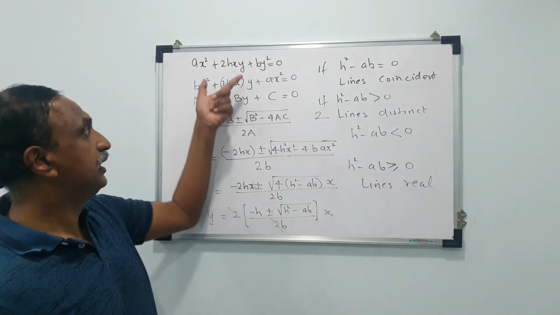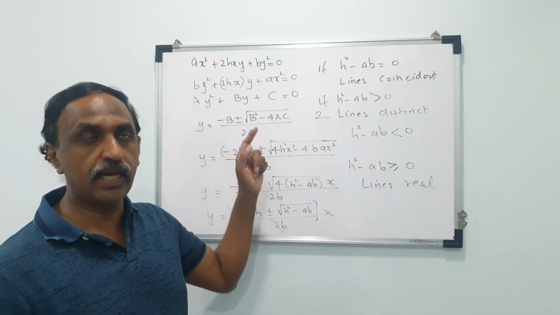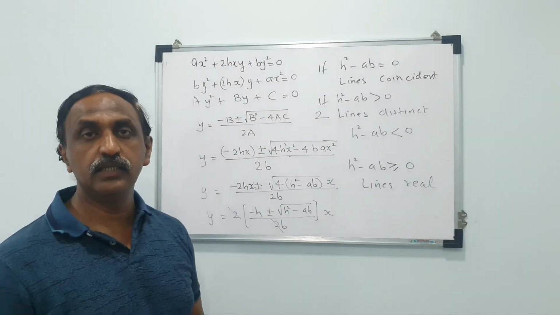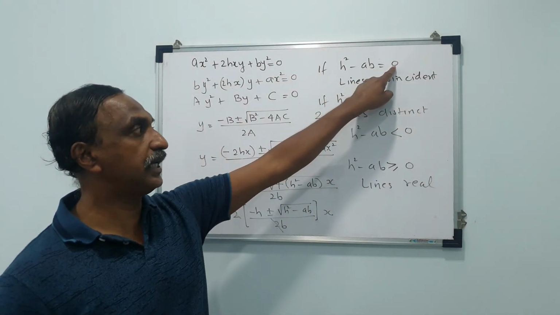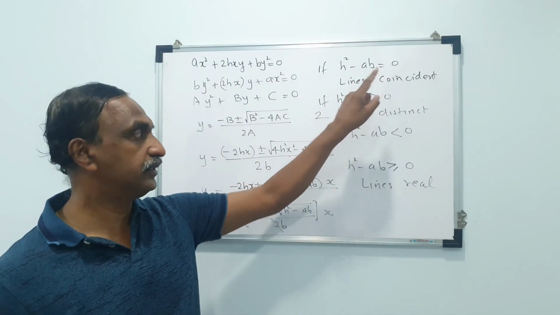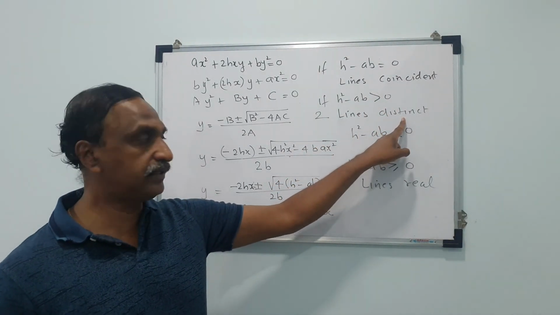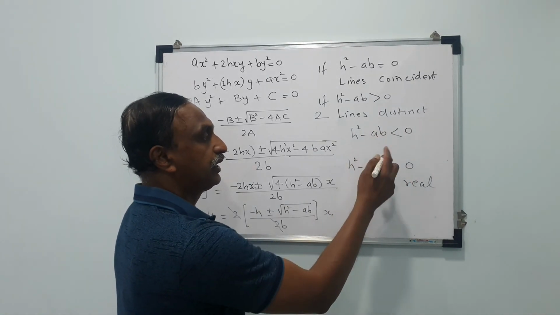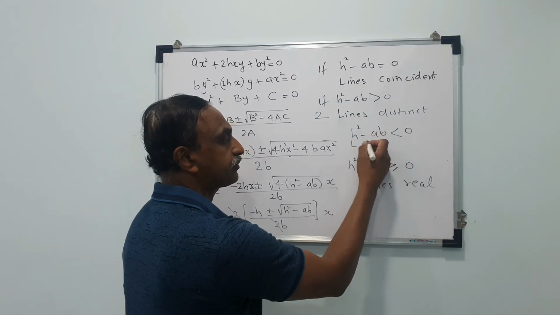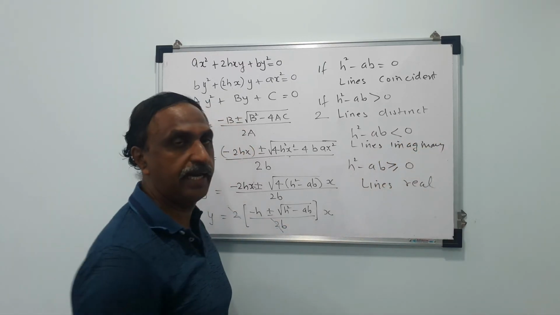So whenever we ask you, what does this equation represent? We need to say that this equation represents a pair of lines passing through the origin. If h square minus ab is 0, the lines will be coincident. If h square minus ab is greater than 0, the lines will be real and distinct. And if h square minus ab is less than 0, the lines will be imaginary.